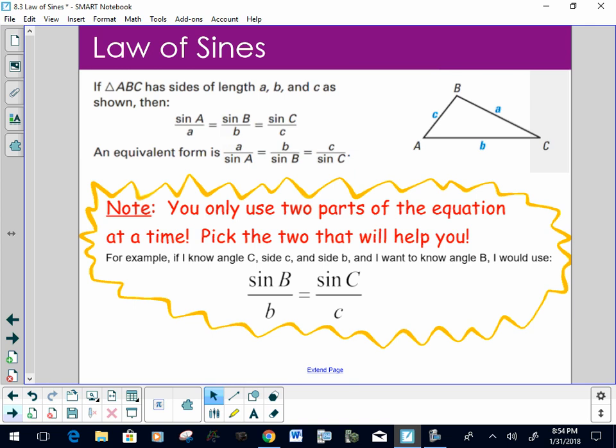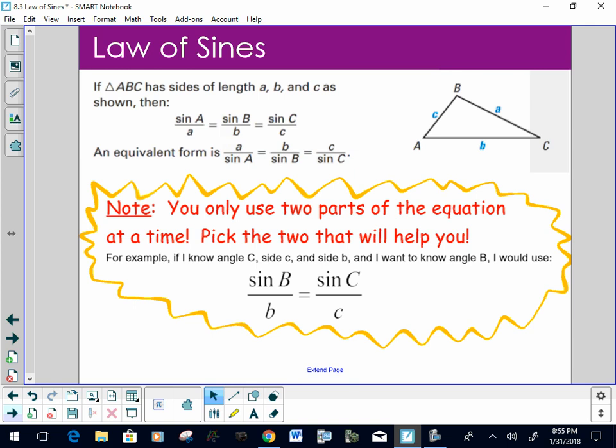And if you did the reciprocal of all of those little fractions, it would also be true. You could take side A and divide it by the sine of angle A, and that would be equal to side B divided by the sine of angle B, and that would be equal to side C divided by the sine of angle C. And remember, our convention is that capital letters stand for angles, and in the law of sines, those are always inside of a sine function. And those lowercase letters are always standing for the lengths of the sides in the triangle.